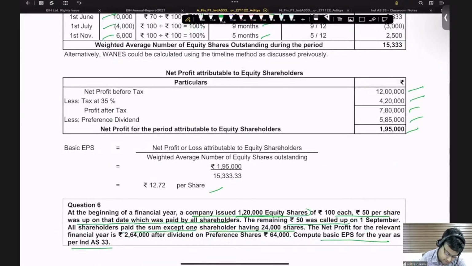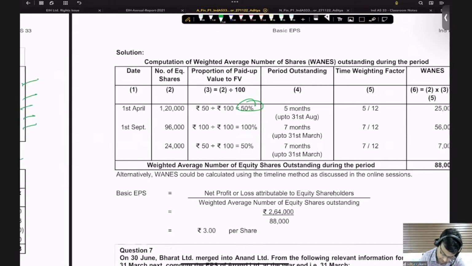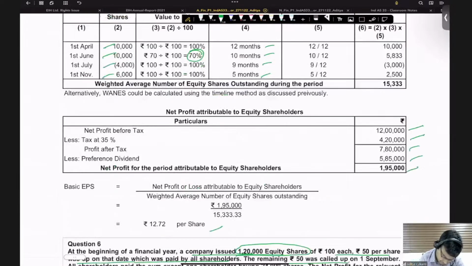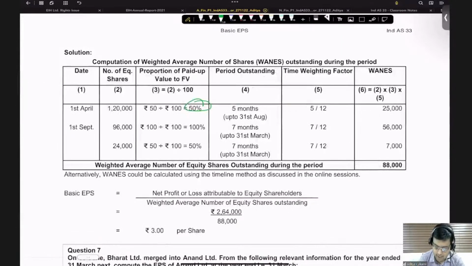So on 1st April, how many shares were issued? 1,20,000 equity shares on 1st April, but they were partly paid, only 50%. So 5 months up till 31st August, that is 1st September, into 5 by 12. So that comes to 25,000.